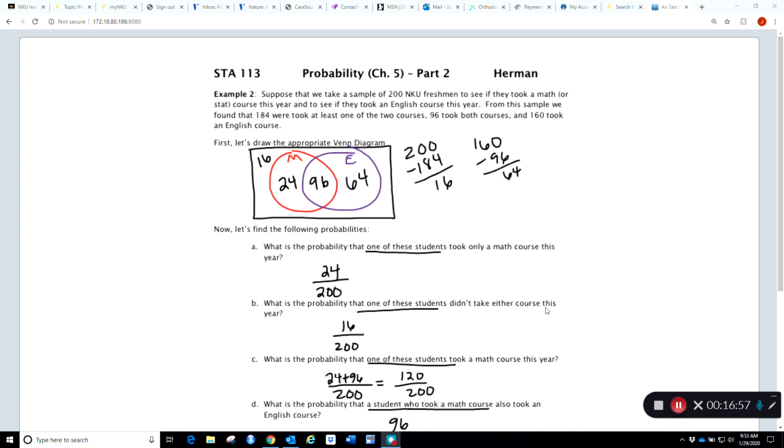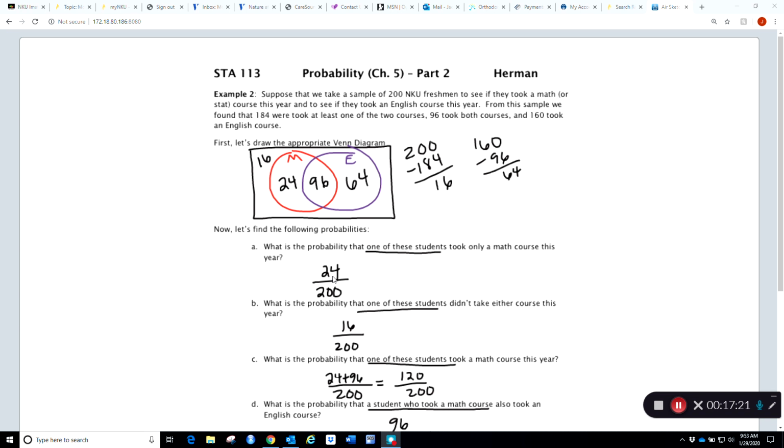All right, so let's see how we did first on doing the math attached to the ones that asked for a probability. Part A, we wanted to find the probability that one of these students, so my 200's on the bottom, took only a math course. So they didn't take an English course as well, they just took a math course. So that's going to be that 24 that I have there.